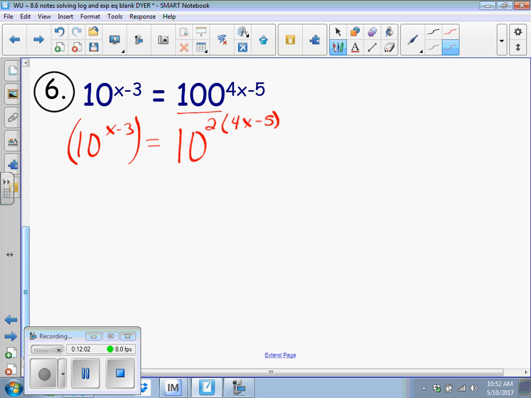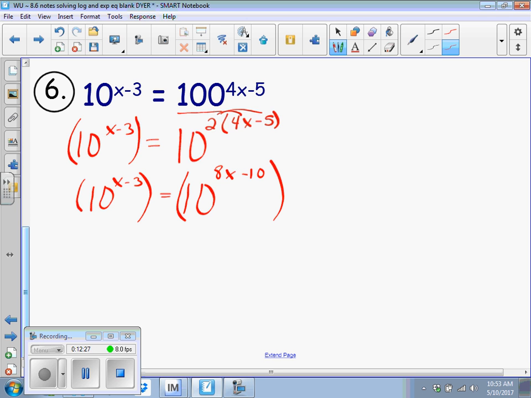So what it does is it adjusts that exponent. The exponent is going to change. We're going to distribute that 2 in the top in our exponent so that we simplify that, okay? And so we're going to distribute that 2. So we have 10 to the x minus 3 equals 10 to the 8x minus 10.